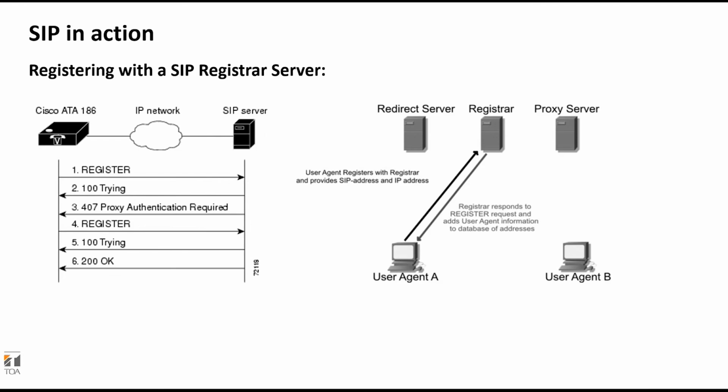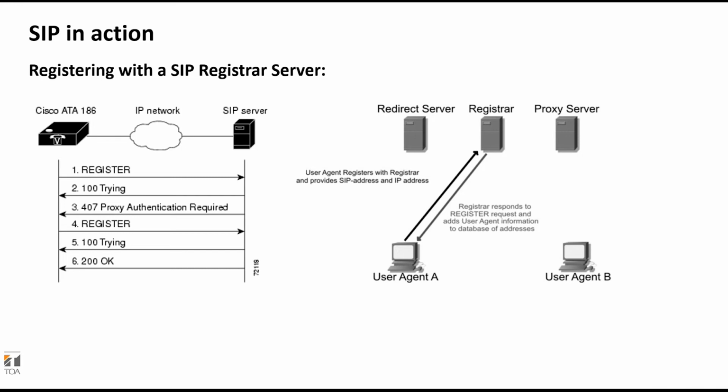Okay, another one is when a SIP device, in this case a Cisco 186, is going to be registered to a SIP server, which is a register server. First, it will send a register command. The SIP server will respond saying, I'm trying to register you. And then the SIP server will start looking at its database. When it doesn't find the device that is asking for registration, it will send a 407 response saying, I need you to authenticate for me.